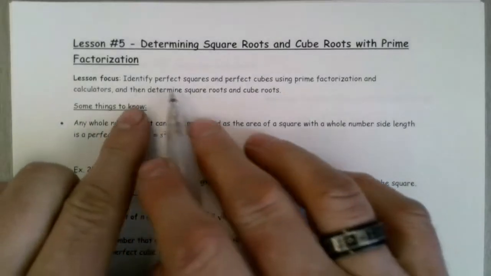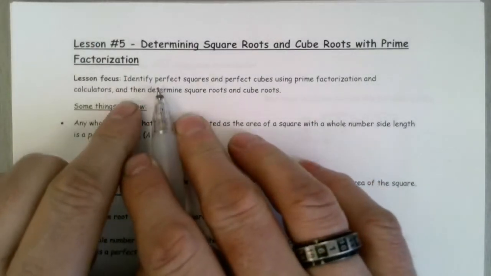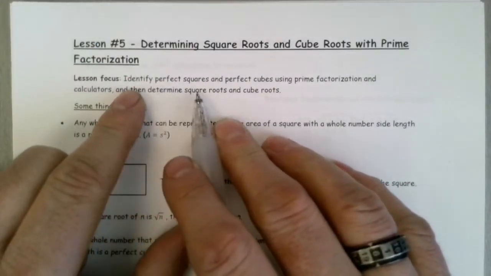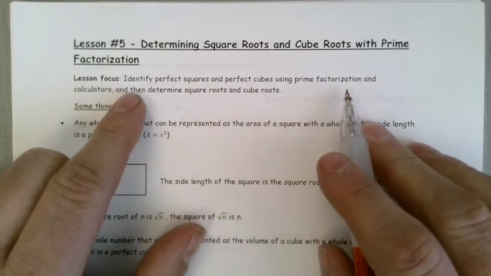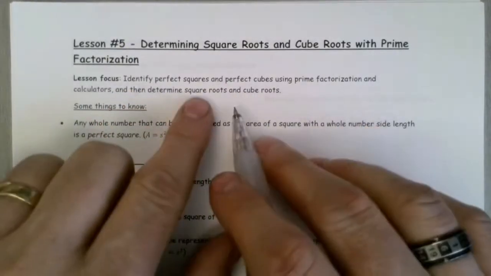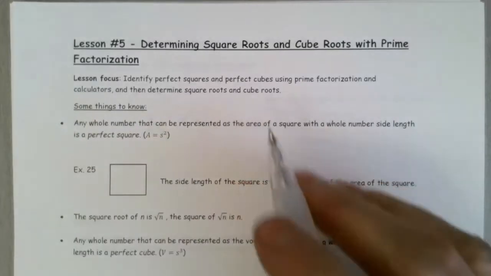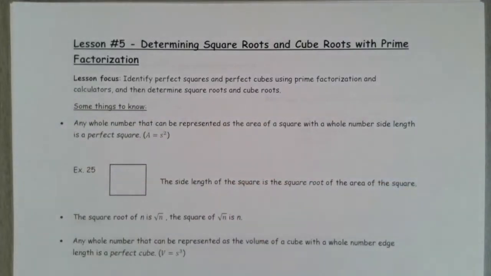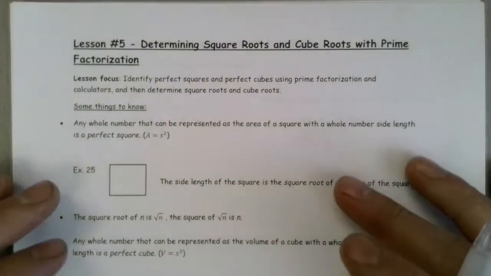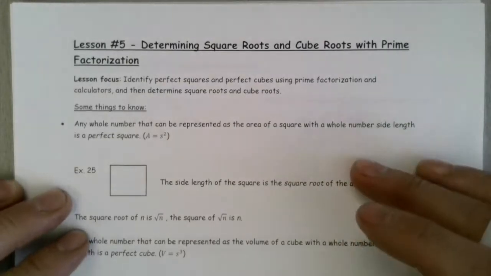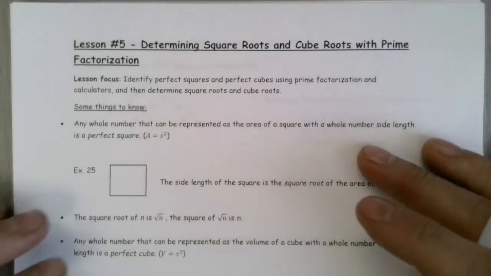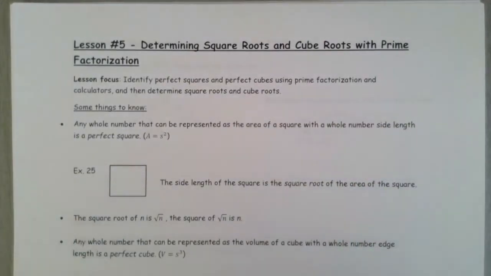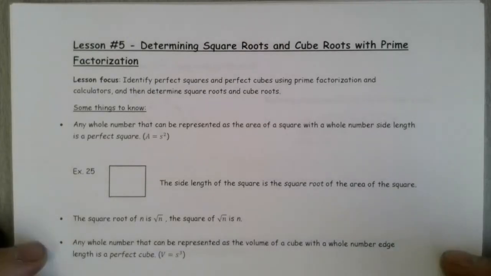Our focus here, what we're trying to accomplish by the end of this lesson, is to identify perfect squares and perfect cubes with prime factorization and calculators, and then to determine those roots. First of all, we're going to spend a little bit of time reviewing what it is to be a perfect square, what it is to be a perfect cube. Look at the calculator. Then we're going to show you how to use the tool of prime factorization, which we've looked at in a previous lesson, to find these values.